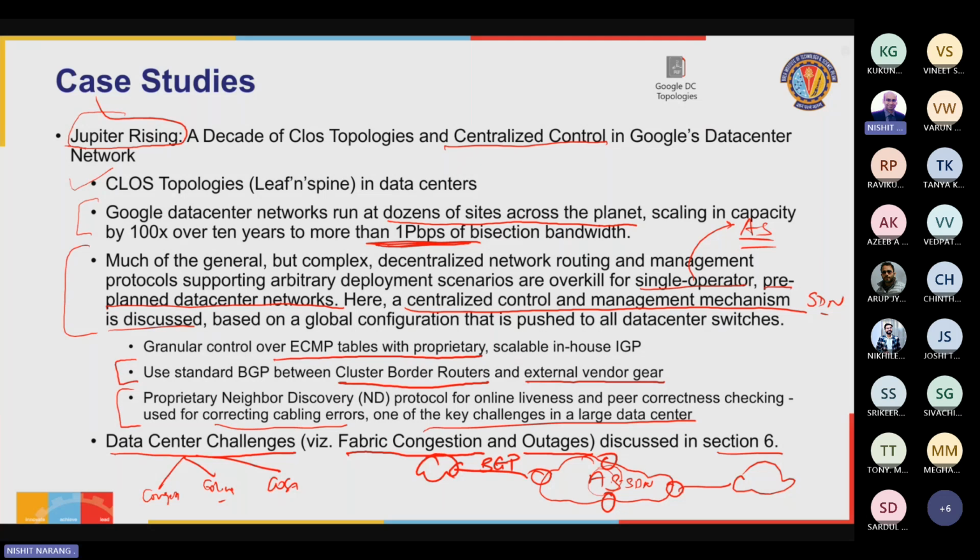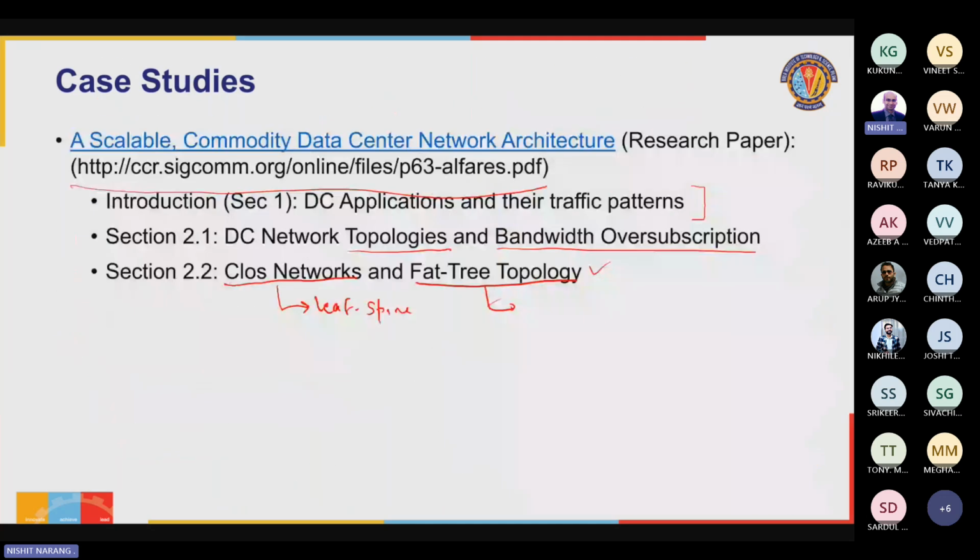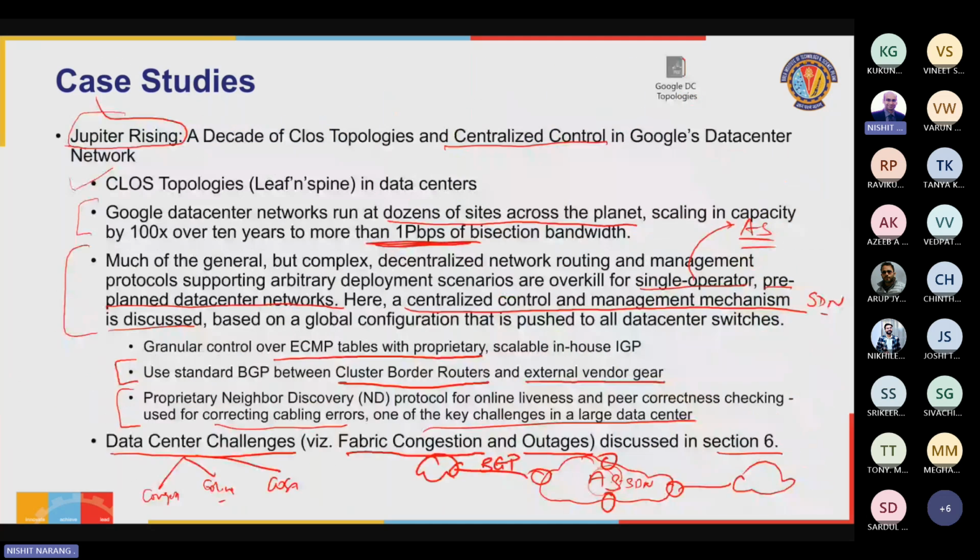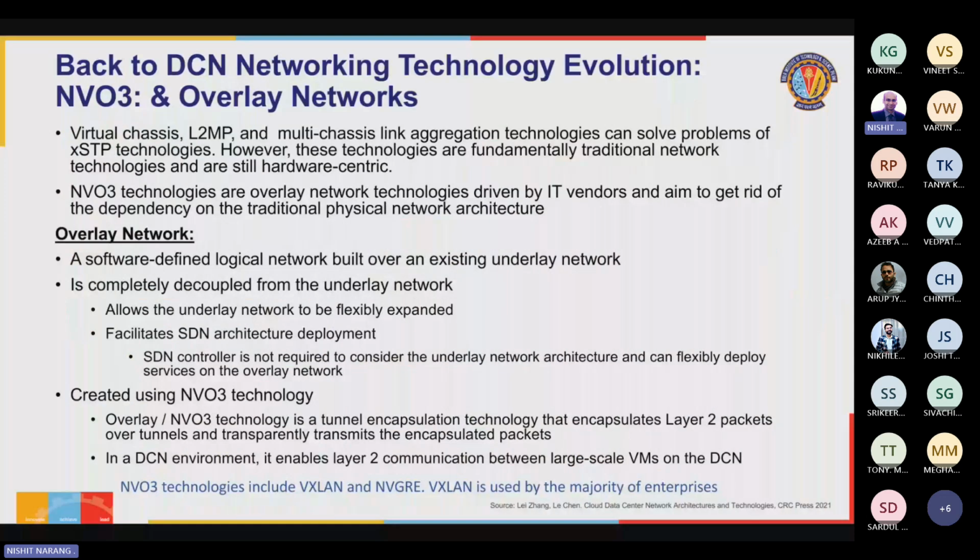So while Facebook uses, as you saw, a hybrid control plane, distributed BGP protocol, but with a centralized override, Google uses a centralized control, predominantly. That's how their Jupiter data center network is designed. Okay, so I just wanted to start off by introducing these case studies, so whenever you get time, if at all, you can read through them. They're good papers, actually, that give you a good understanding of how large scale data center networks are practically designed.